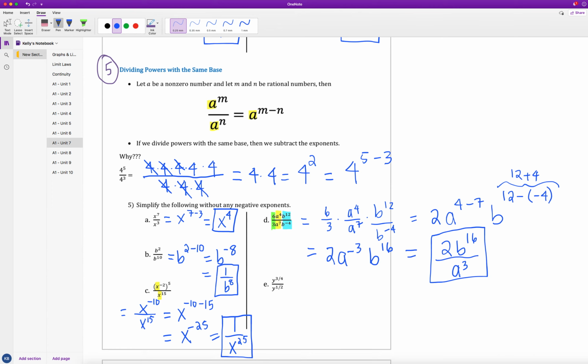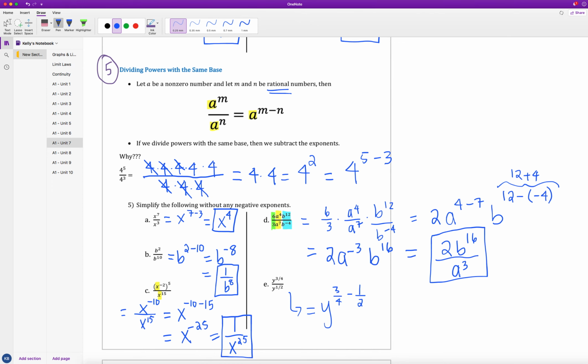So example E looks a little different because I have fractions as exponents, but that's okay. In all of these rules, I've just said that the exponents had to be rational numbers. So they don't always have to be integer values. They can be fractions. All I care about is, are my bases the same? In this example, we do have the same base, so they're both base y. So I can subtract the exponents. So I'll get y to the 3/4 minus 1/2.